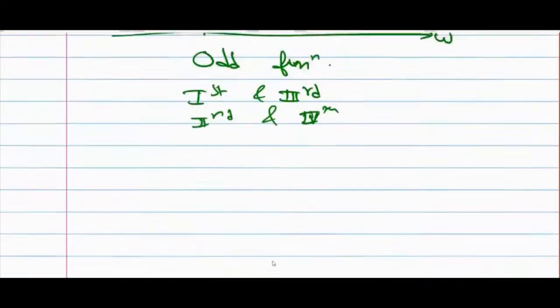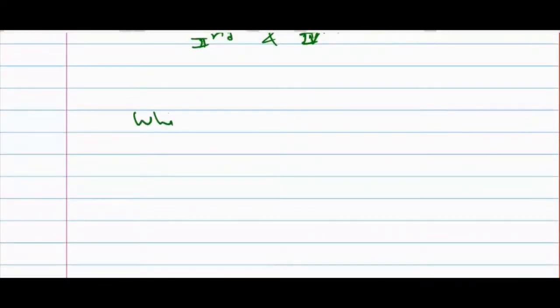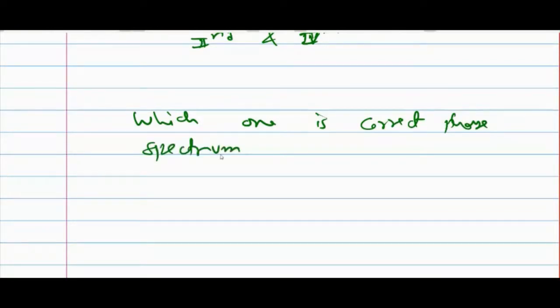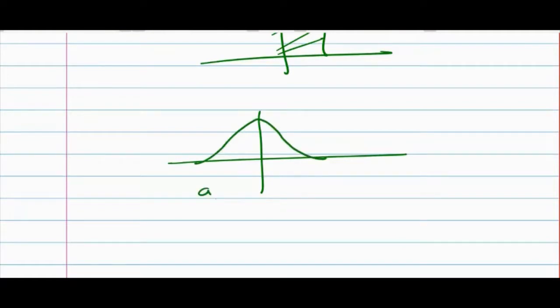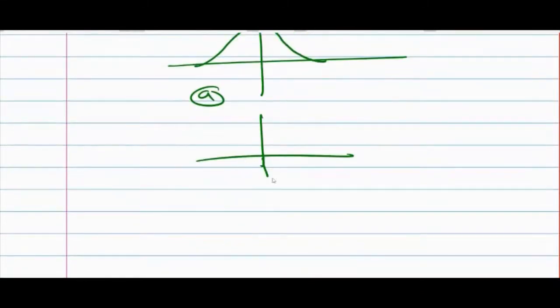So if I give you one question like, which one is the correct phase spectrum of x of omega? Suppose this is one phase spectrum. I will once again write the options. This is option A. This one is option B. Which one is the correct phase spectrum? You have to identify. Option C.